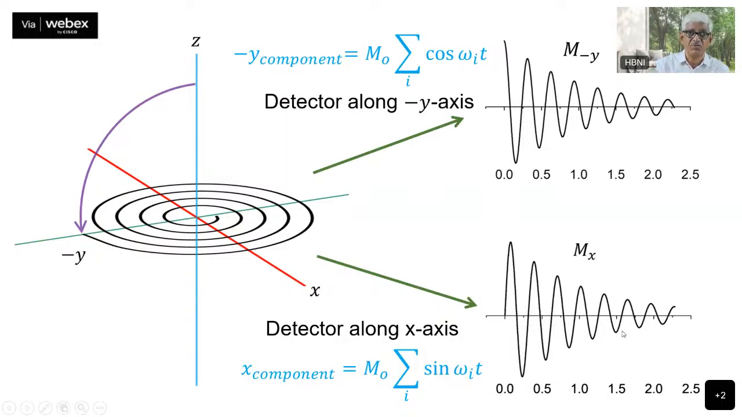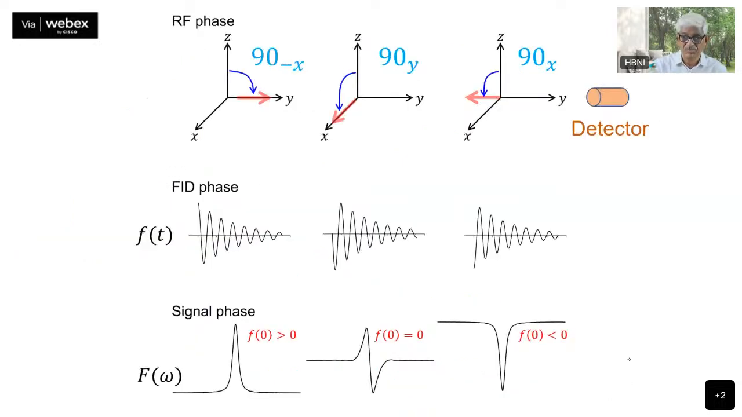Therefore, the mx component will behave this way, the my component will behave this way as a function of time. Therefore, the x component is m0 summation sine omega it, for all the various frequencies omega i, and the y component will be m0 summation cosine omega it. So this is the total of all your frequency distributions.